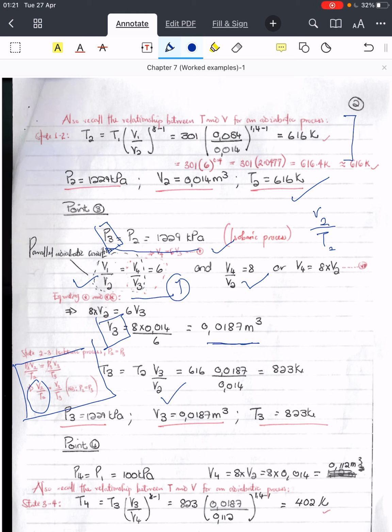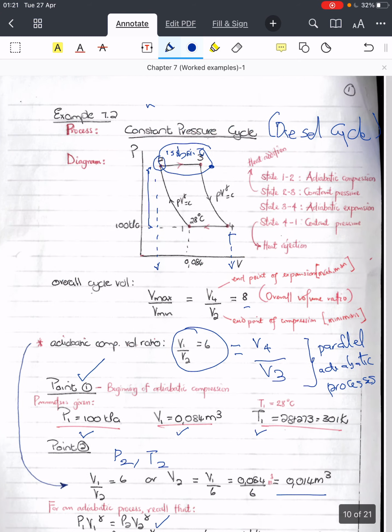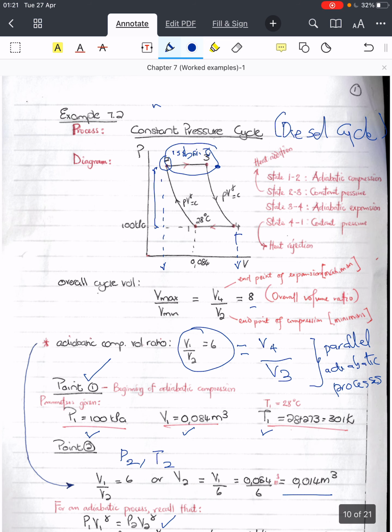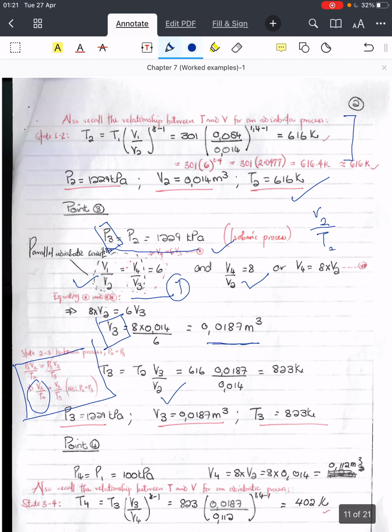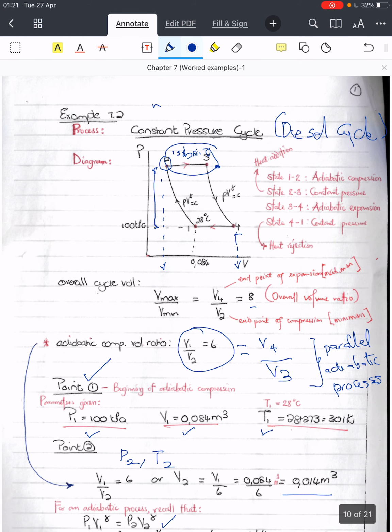So now let's move on to point 4 to get the PVT values at point 4. First thing, let's go back to our diagram. So we've moved 1 to 2, 2 to 3. Now we are moving 3 to 4. What is happening there? Adiabatic expansion. 3 to 4, adiabatic expansion. So we say P4. Let's look at that again. Point 3 to 4.